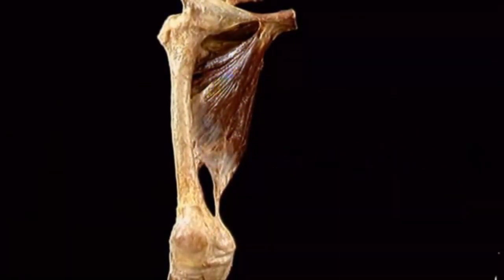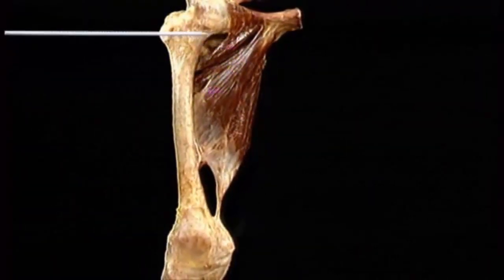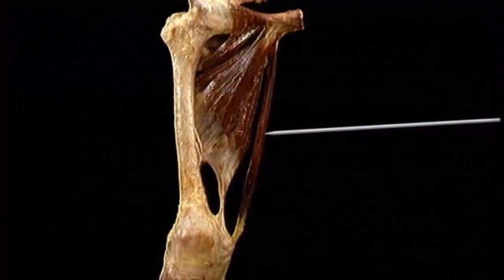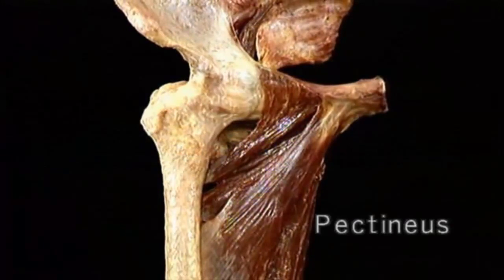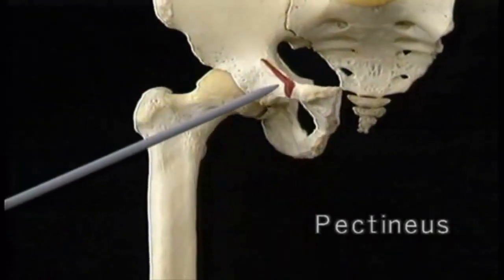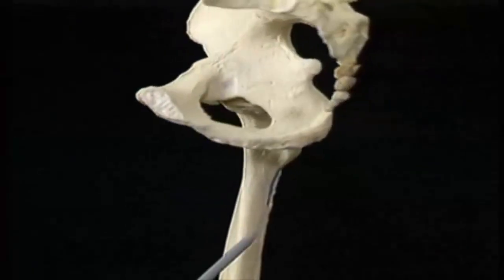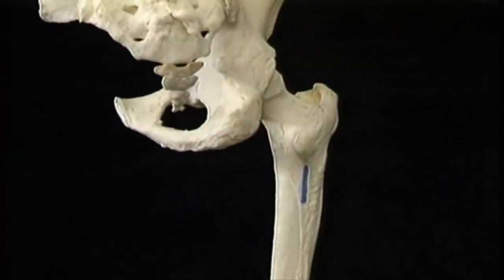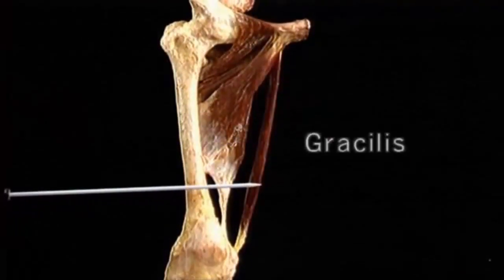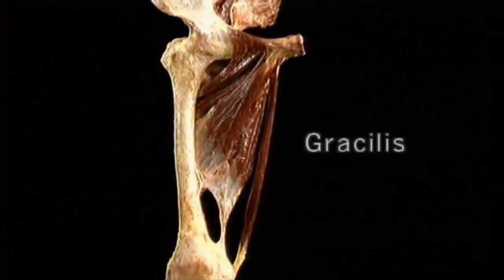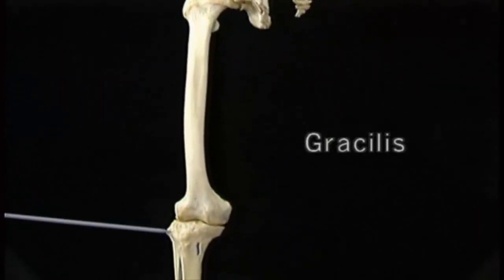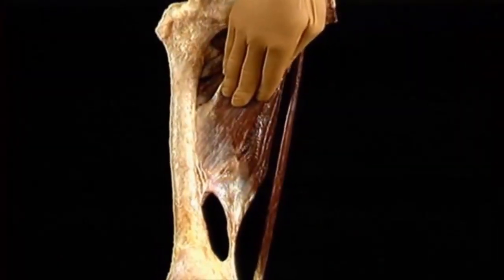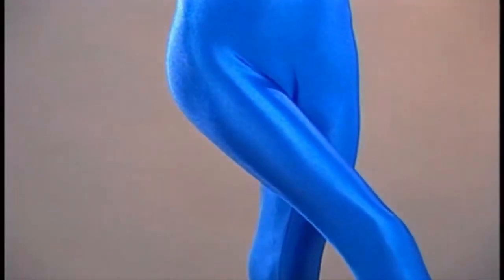The other 2 adducting muscles are a short muscle, pectineus, and a very long muscle, gracilis. Pectineus is the shortest of the adductors. It arises from this line on the superior pubic ramus. It inserts here, just in front of adductor brevis. Gracilis is the most medial of all the thigh muscles. It arises here on the pubis, and it's inserted all the way down here on the tibia. The main effect of all these muscles is to produce adduction at the hip joint.